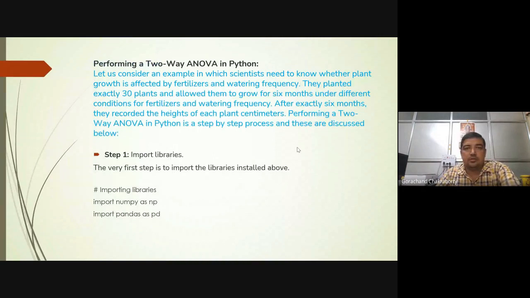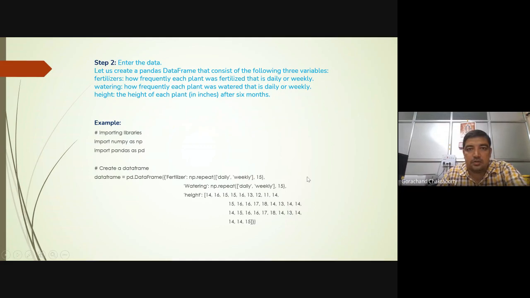This example is given. So let us create a pandas data frame. So the data frame is created here. That consists of the following three variables: fertilizers, watering, and height. Fertilizers, how frequently each plant was fertilized, that is daily or weekly. And watering means how frequently each plant was watered, that is daily or weekly. And height means the height of each plant after 6 months in inches, that is given.